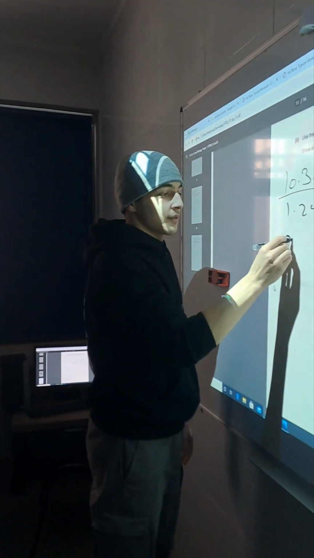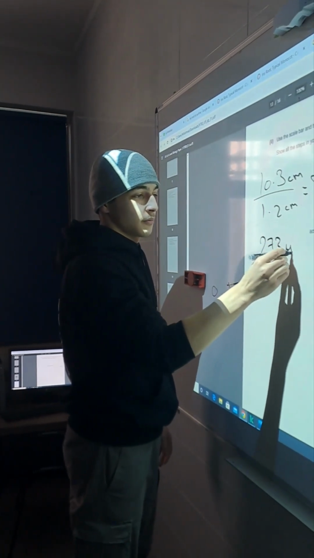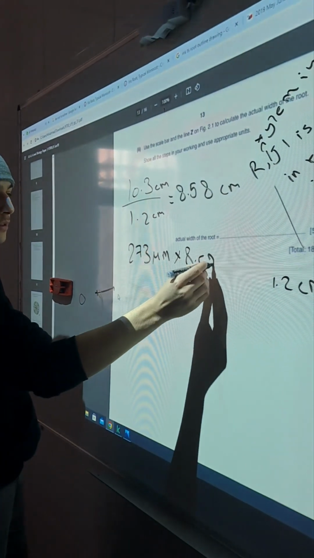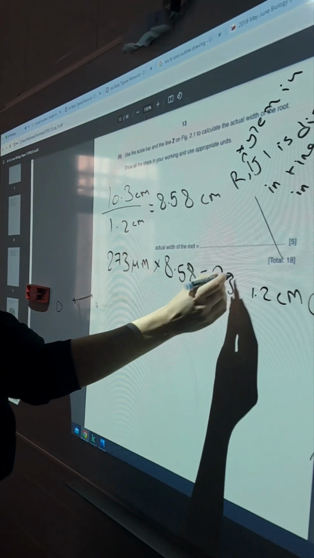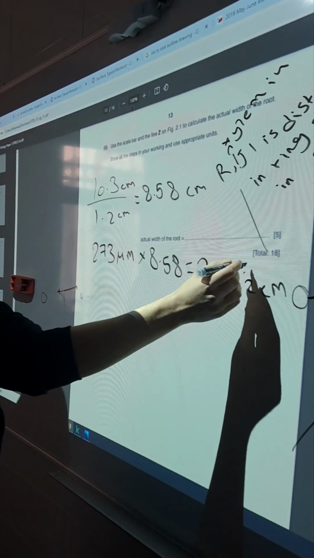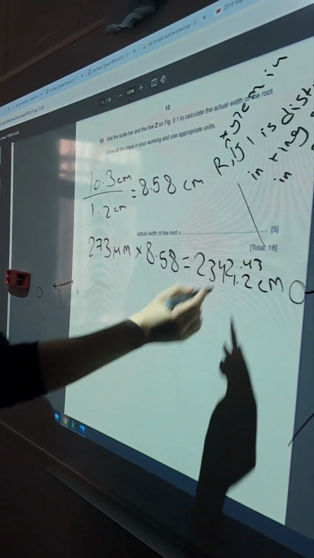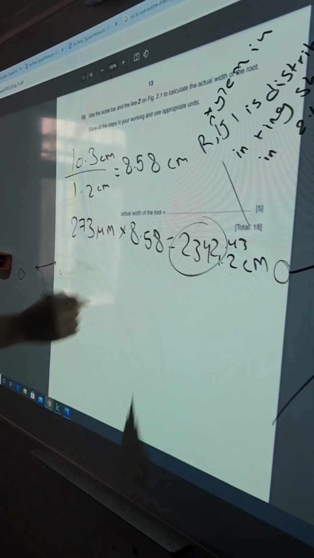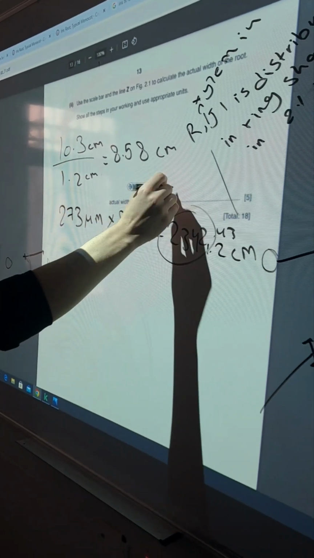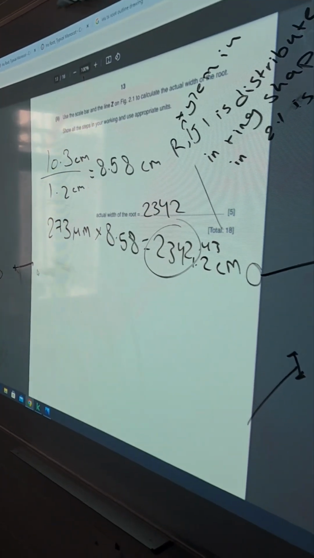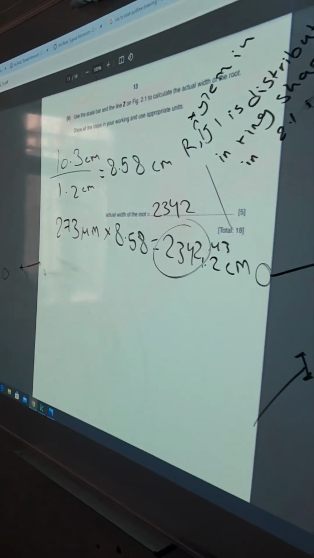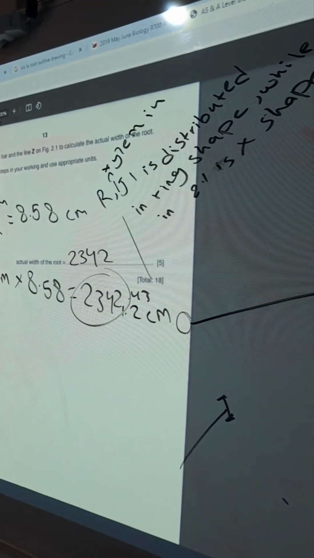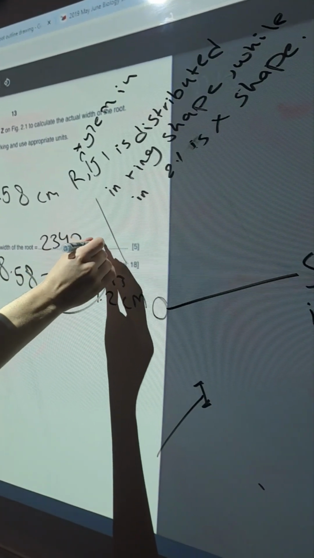So 273 micrometer multiplied by 8.58 is 2342.43. Now you need to round it as a whole number because you are using the micrometer. Whenever you use micrometer, round it to a whole number. Thank you, Ahmed. And write down the unit, please. Micrometer. Yeah, thank you very much.